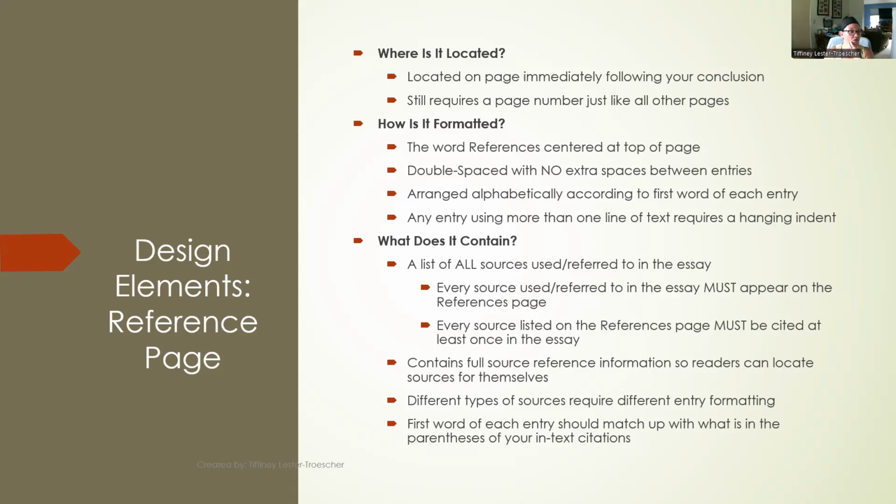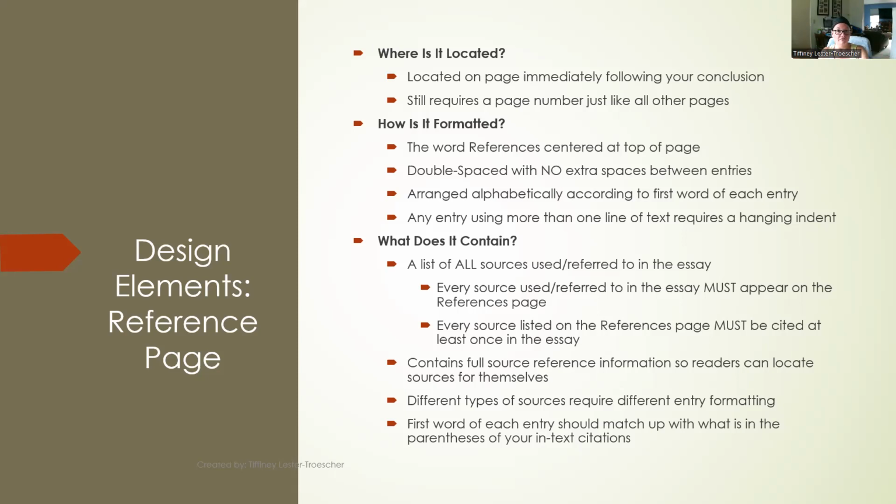So if you read an article, and maybe you planned on using it at first, but now you're not, you don't put that on the references page. The only thing that goes on the references page are the sources that you used and cited in the essay. Every source that is used and cited in the essay must appear on the references list, and every source on the references list should be cited at least once in the essay. Has to match up.